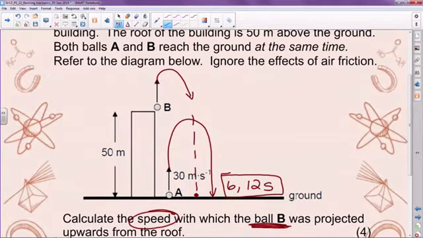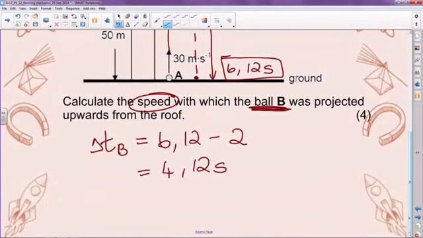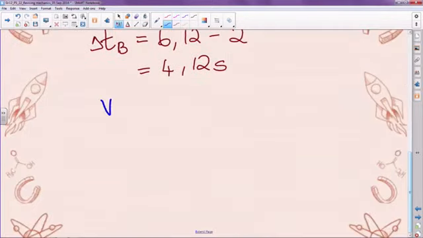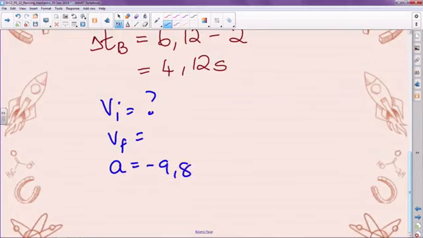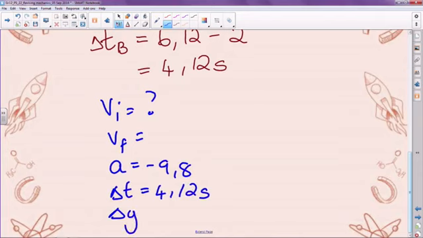So if we now want to answer the question, what I know is it's being thrown up with something. I don't know final velocity, so there's nothing I can do there. I know A is minus 9,8. I can't change that. Okay, it's what I chose at the beginning. T is 4,12 seconds. Delta Y, now listen here, is minus 50, because it goes below where it starts. And if it goes below where it started, it's negative because that's down.